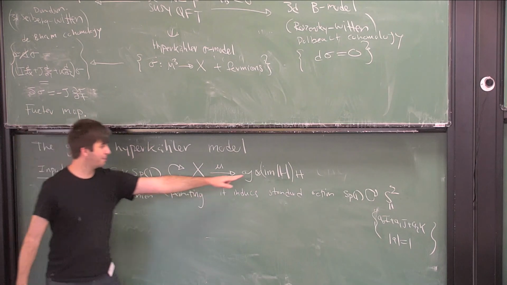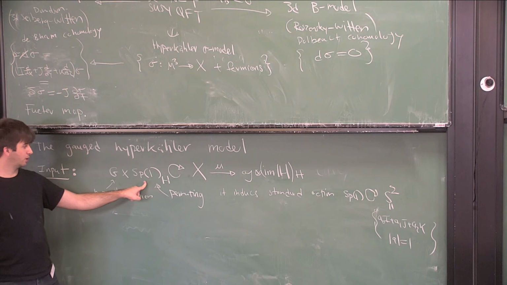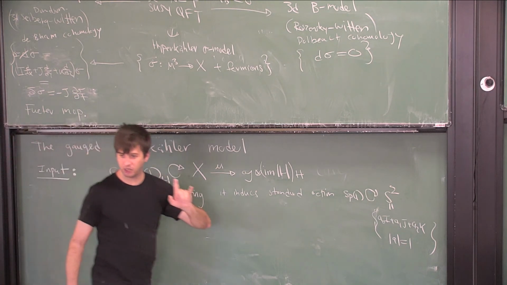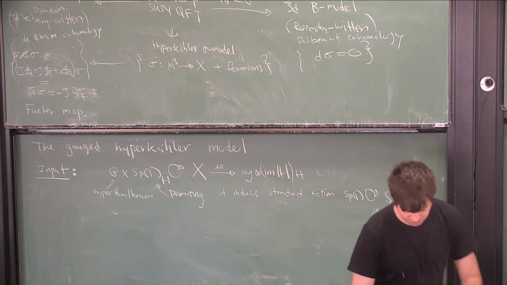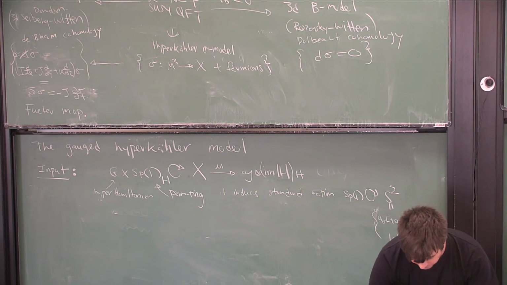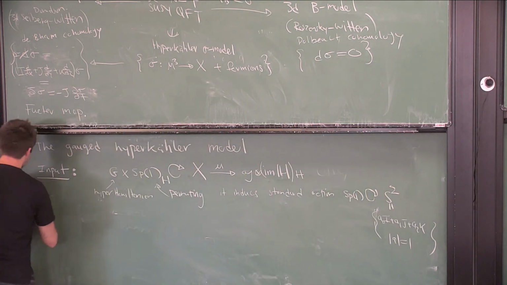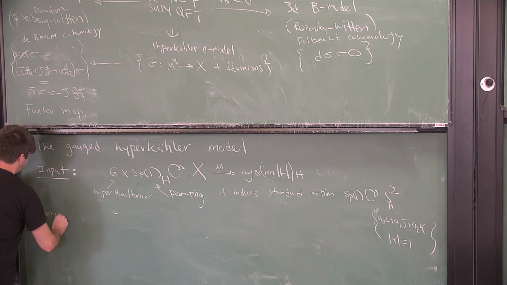So I want this copy of the imaginary quaternions to transform under this copy of the unit quaternions, acting by conjugation. Right? So conjugation preserves the real quaternions, and so I can take the complement. All right, so then this thing has the following bosonic fields.